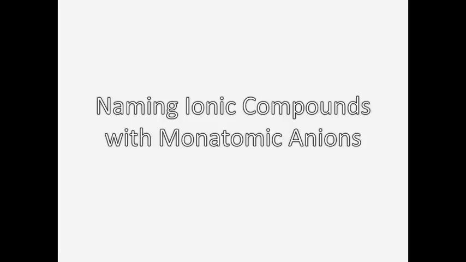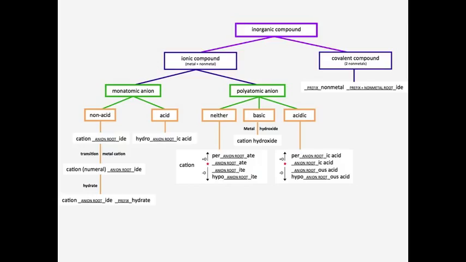In this video, I will explain how to name ionic compounds that include monatomic anions. Here is a flowchart that highlights the naming conventions for all inorganic compounds that you will encounter in Gen Chem 1. This video will focus on the highlighted boxes shown here.